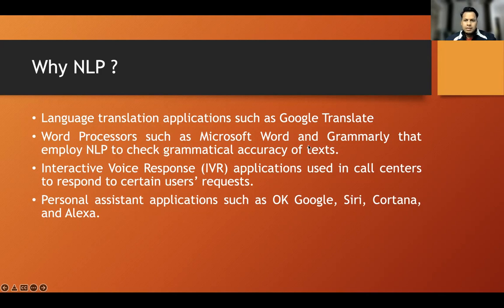Word processors such as Microsoft Word and Grammarly employ NLP to check the grammatical accuracy of text. Nowadays you will see a lot of Grammarly ads on YouTube. Whenever you type anything on the web or in a Word doc, it automatically detects grammatical mistakes and highlights them. That is also part of NLP applications.